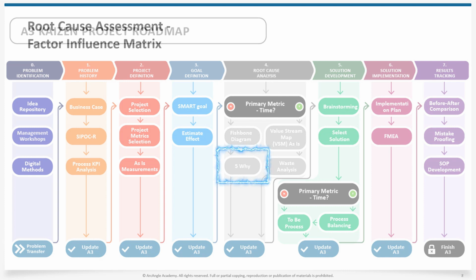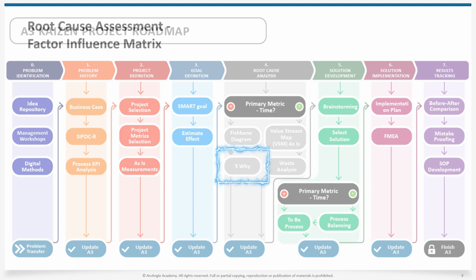This step is also useful for projects where the primary metric is not related to time, but rather focuses on defects or costs. The 5 whys technique helps us dig deeper into the root causes identified during the Fishbone brainstorming session and uncover the underlying factors contributing to the problem. By applying the 5 whys technique to the root causes identified in the Fishbone diagram, we can gain a better understanding of the underlying issues and potential solutions.